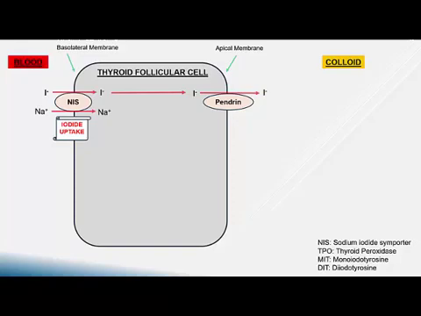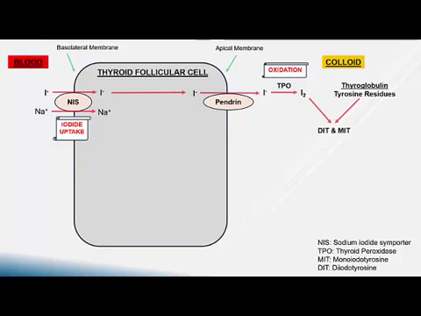The iodide ion now needs to be oxidized to iodine before it can iodinate tyrosine residues. So, near the apical surface of the membrane, in the colloid, there is an enzyme called thyroid peroxidase or TPO, which oxidizes iodide ion into iodine. This process is called oxidation. The iodine molecule then combines with tyrosine residues in the thyroglobulin to form either monoiodotyrosine or MIT, or diiodotyrosine or DIT. This process is called iodination.